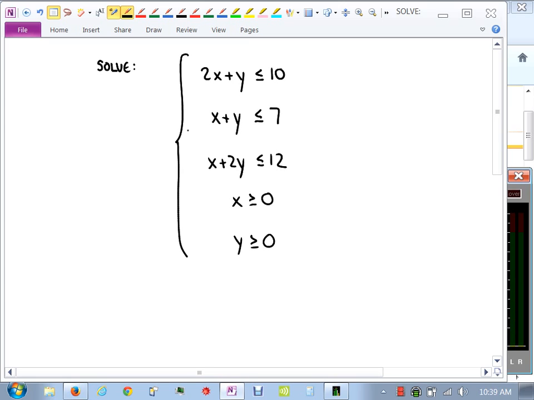Which ones? That's the same thing we had last time. X greater than 0 means to the right. Y greater than 0 means up. I would be interested in knowing this.